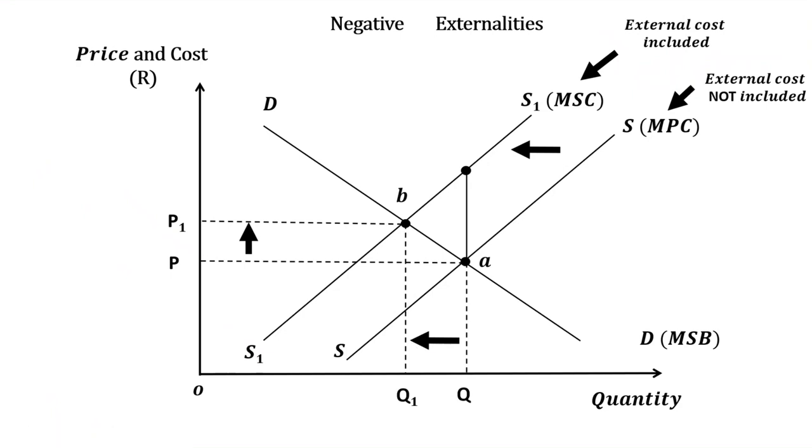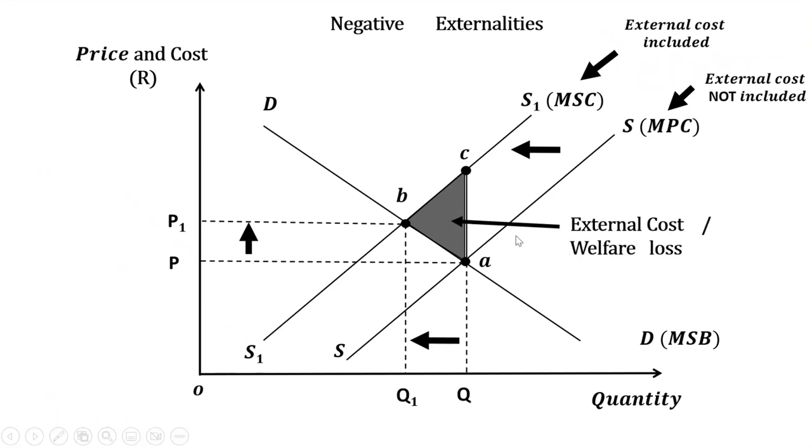Producing too much of the product creates a negative externality. There you can see a negative externality, a welfare loss. And this is the welfare loss or the negative externality. It is A, B, C. So if we produce too much, it creates a negative externality, and the negative externality is in the shaded area A, B, C. If the market is left to its own devices, Q will be produced, which is socially insufficient. Thank you.